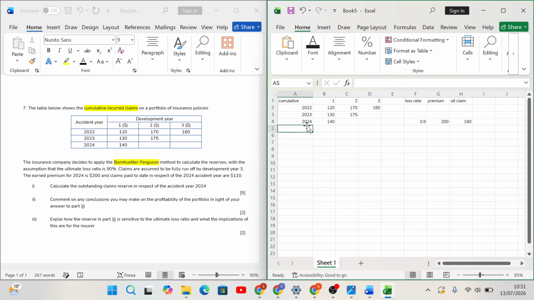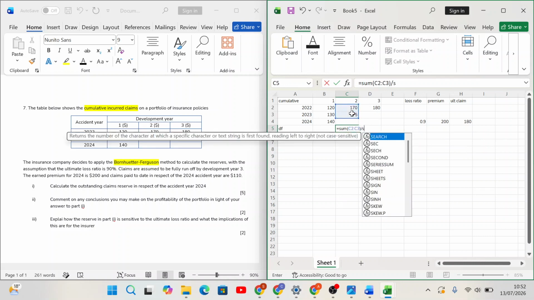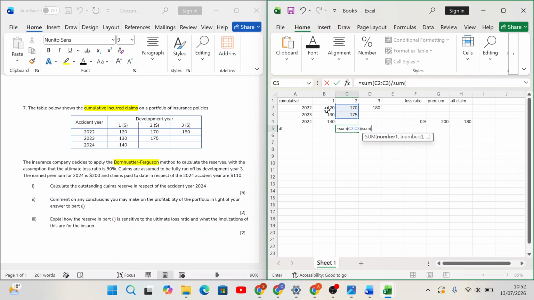From there, we'll go on to calculate the development factors. For this period, it will be the sum of these two values divided by the sum of these other two values here. And here, it will be 180 divided by 170. From there, we go on to calculate the cumulative development factors. We'll have 1.05 there, and for development year 2, the CDF will be 1.38 multiplied by 1.058.